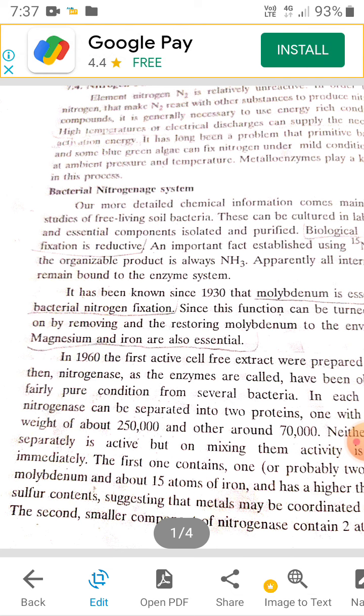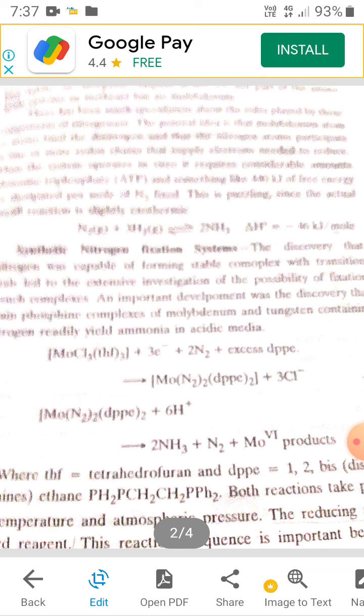In 1960, the first active cell free extract was prepared, and since then the enzyme nitrogenase has been obtained from bacteria. In the case of bacteria, they were produced and taken into use. This happened long ago when nitrogen was fixed with mercury and we had ammonia in the presence of hydrogen gas at high temperatures.